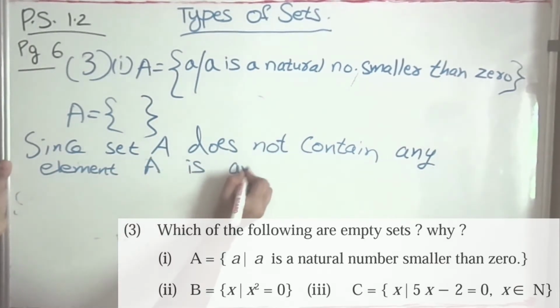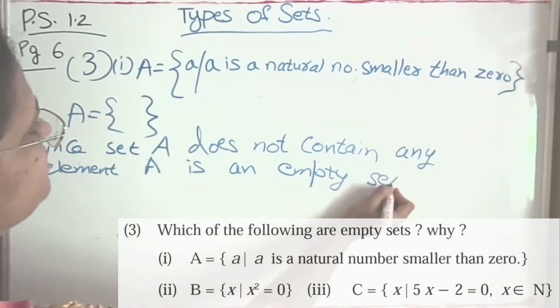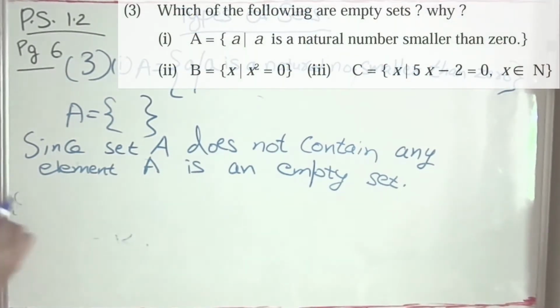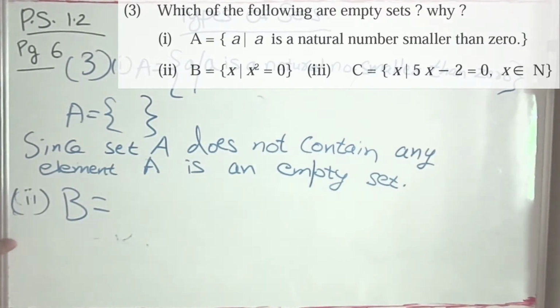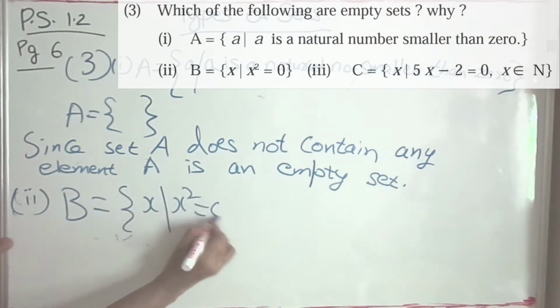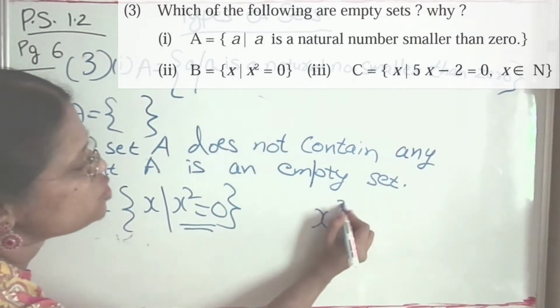A is an empty set. Okay, now go to the next sum, second one. B is equal to x such that x square is equal to 0. Again they have given us one equation. Whenever an equation is given, take it to the working column and solve it.